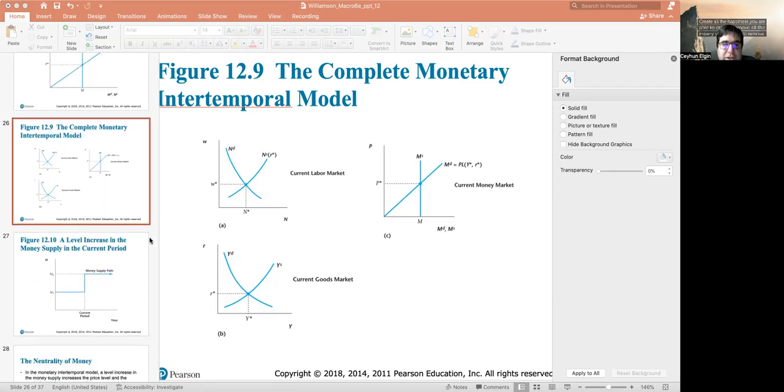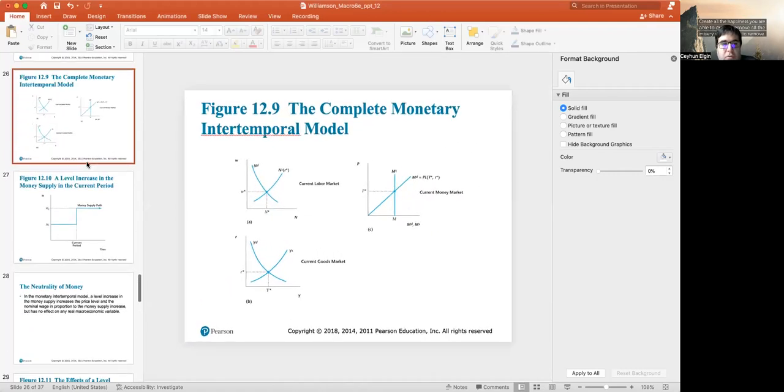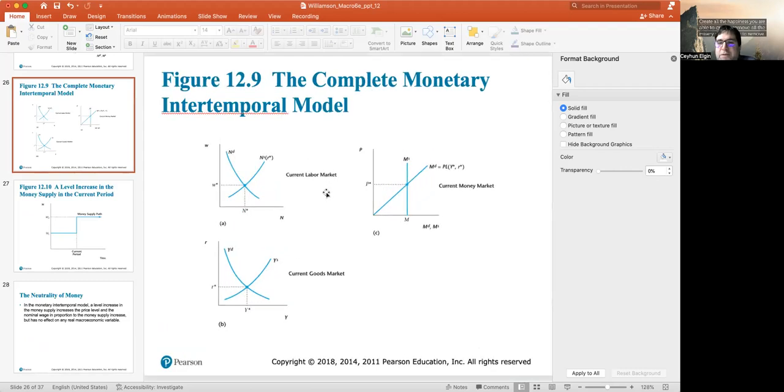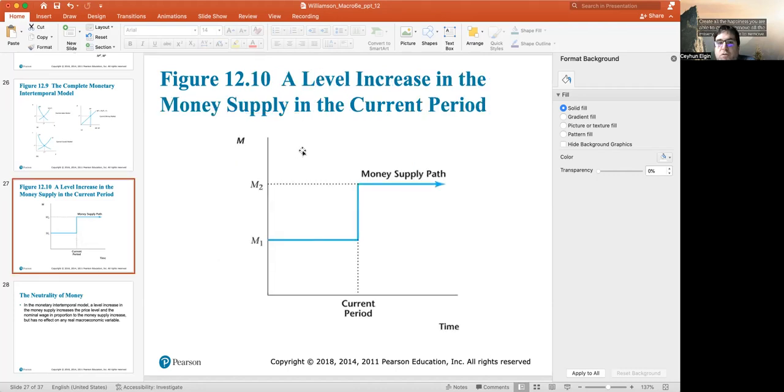Now one immediate question is here. Let me just make this a bit smaller. So what would happen if we increase money supply? What would happen suddenly if the central bank decides to print more money, follows an expansionary monetary policy, like, for example, many countries did during the pandemic. So what we do here is a level increase in the money supply. Money supply increases from M1 to M2. Suddenly, it was M1. Suddenly, the central bank decides to boost it.